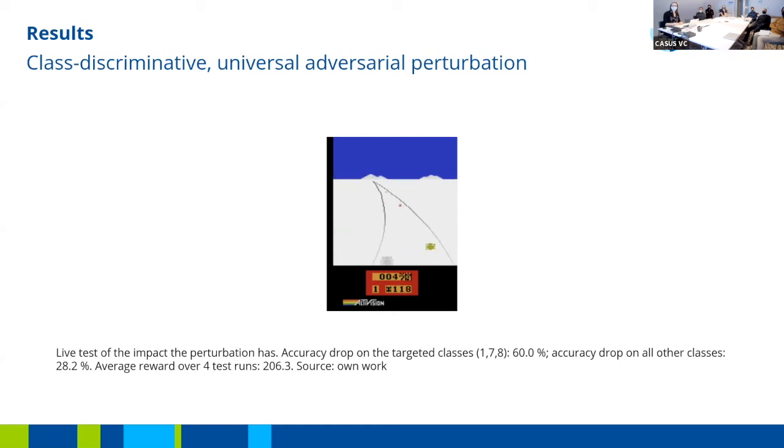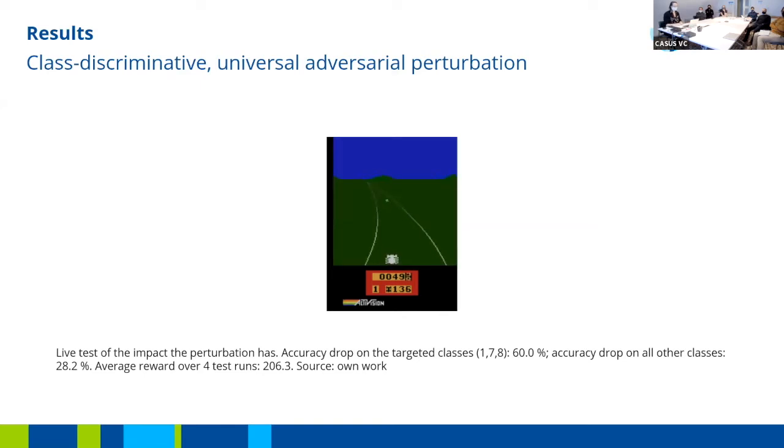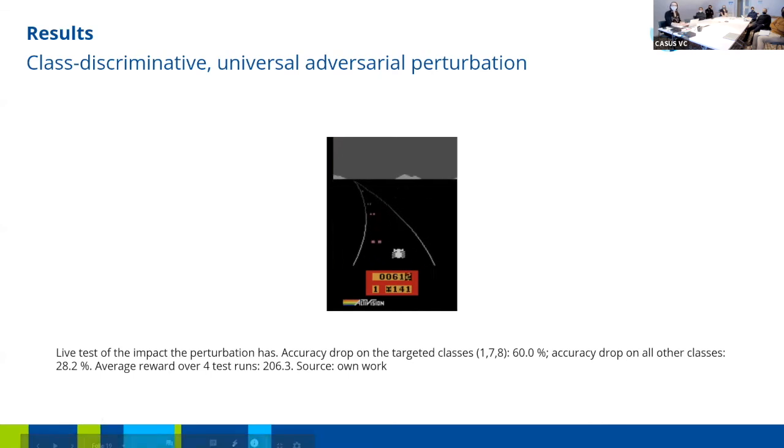But the overall score, over four test runs, I know it's not much, but at this time I wasn't able to do more. I will do big test runs with over 100 tests as soon as I'm ready. The accuracy for the targeted classes 1, 7, and 8 dropped by 60%, while keeping the accuracy on all other classes up to 80% or 70%. And this, I think, is the attack that I want to have for my master thesis. And I think it is the most stealthy attack for games in general I can produce with this.